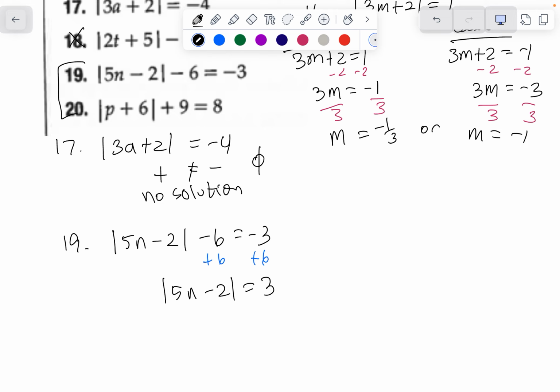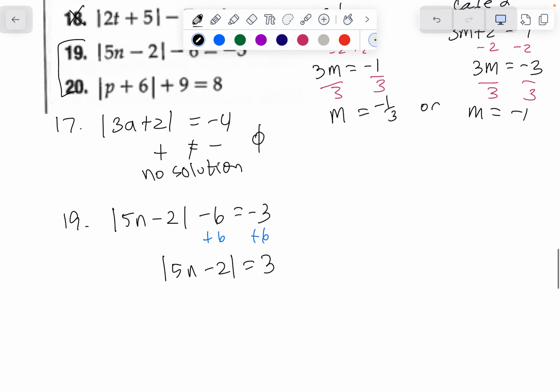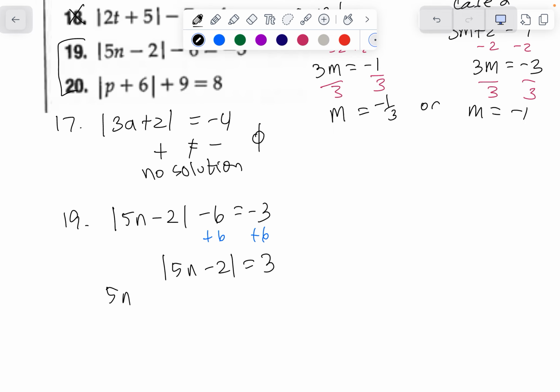Then you do the two cases. If you try to do it without making the two cases, it gets really wonky and weird, and it's hard then to solve. So your two cases, we're not going to finish it, but it's 5n minus 2 equals 3, or 5n minus 2 equals negative 3. That would be your two cases, okay?